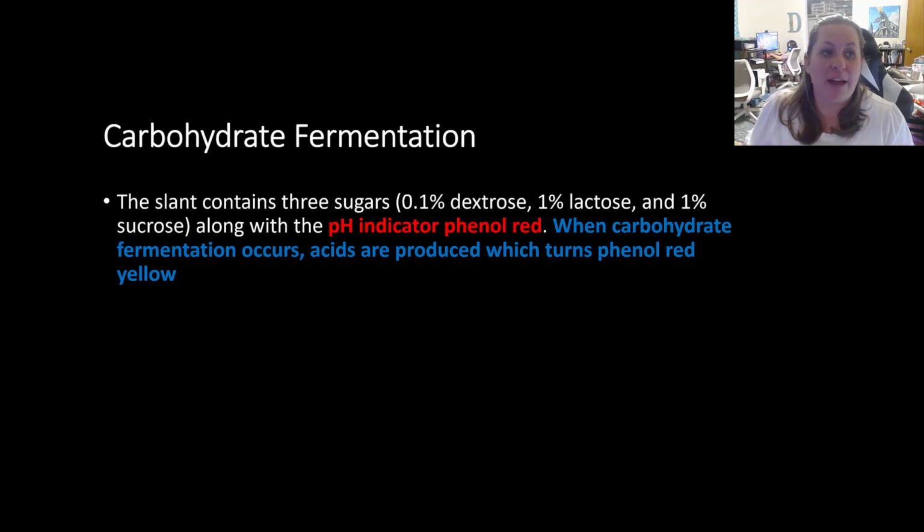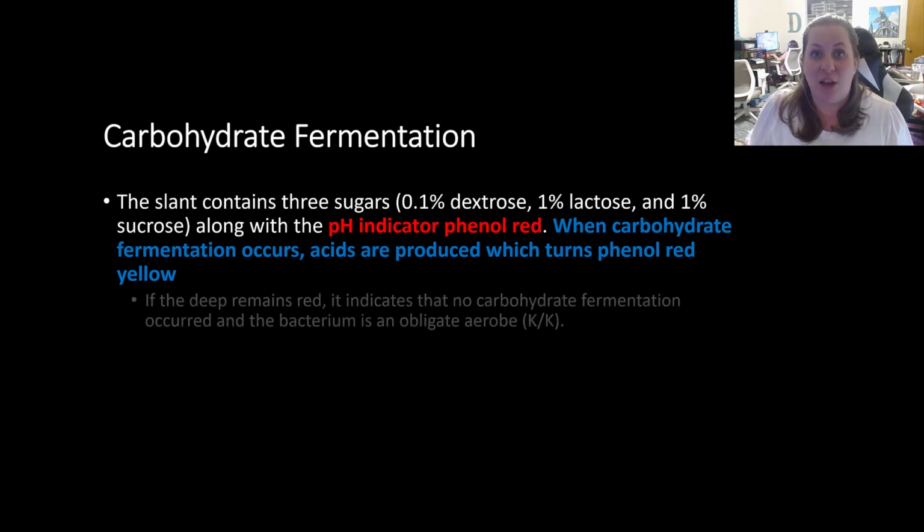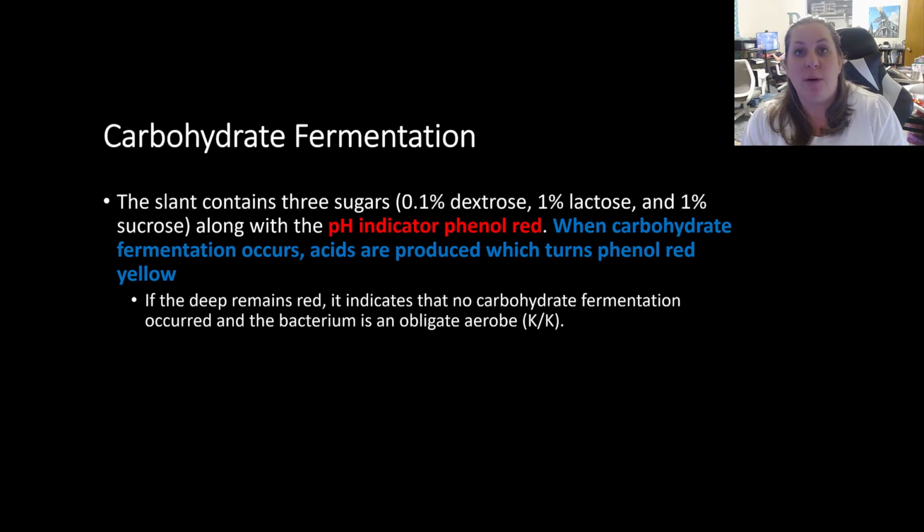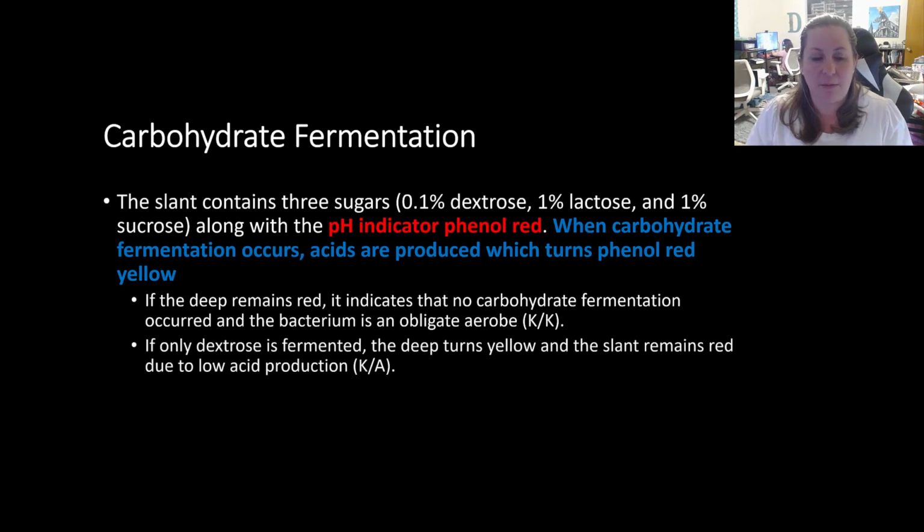So when carbohydrate fermentation occurs, if acids are produced, it's going to turn the phenol red yellow in this case. If the deep remains red, it indicates that no carbohydrate fermentation occurred and the bacteria is an obligate aerobe, meaning it has to have oxygen. In this case, we term it as a KK, meaning it's alkaline in the deep and also alkaline on top. And I'll show you a picture of what the color means in a minute.